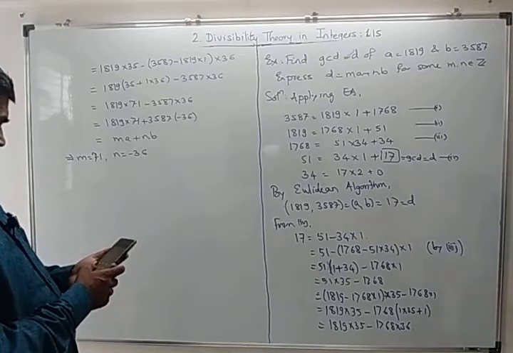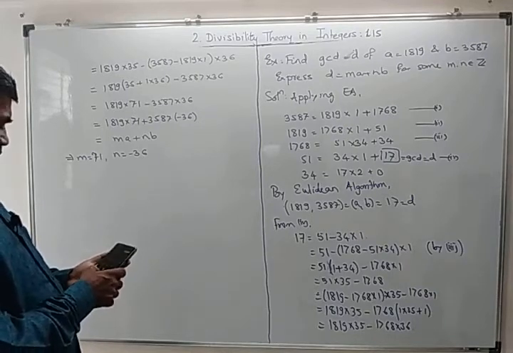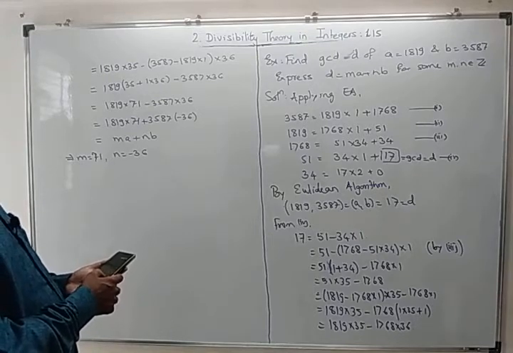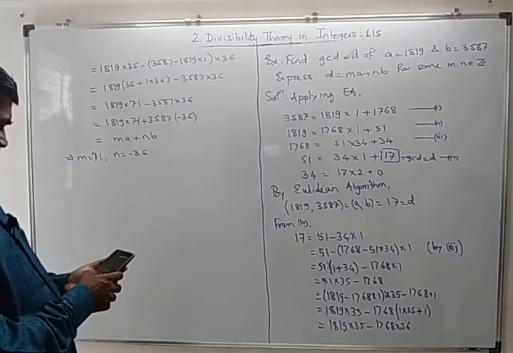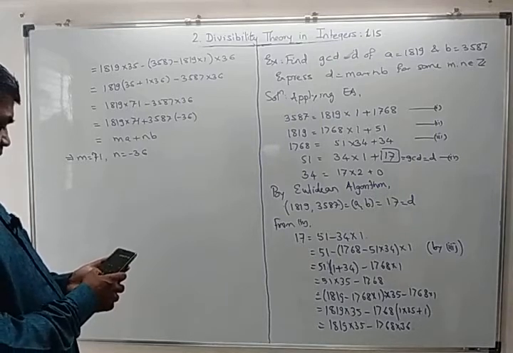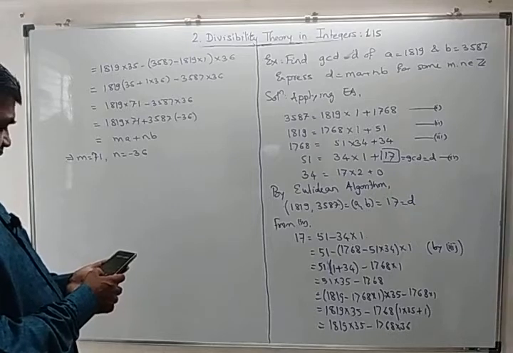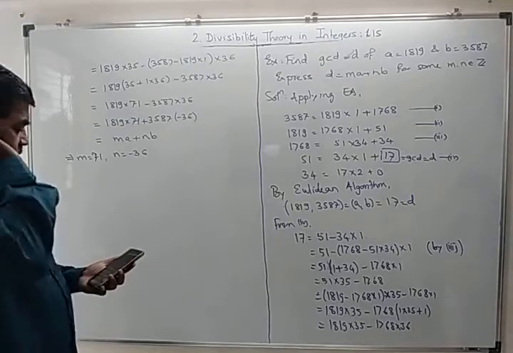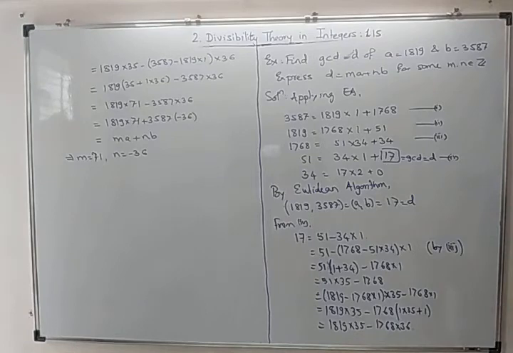1819 into 71 minus in bracket 3587 into 36. Yes, we are getting it to be 17, no doubt. Okay, so the answer is correct.